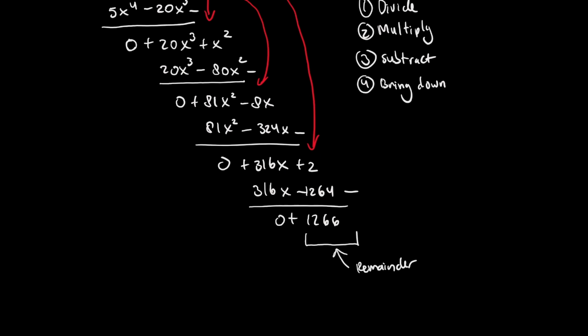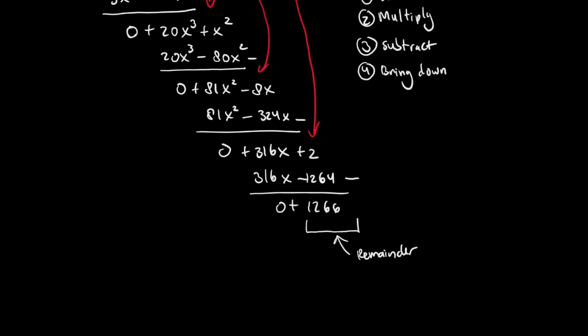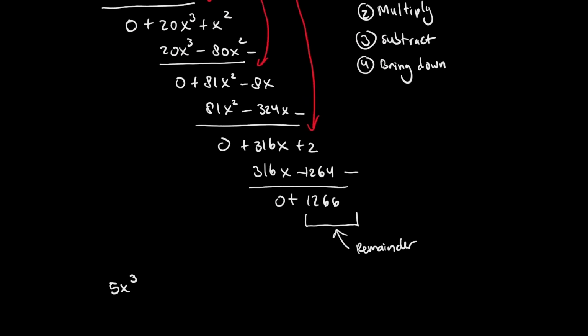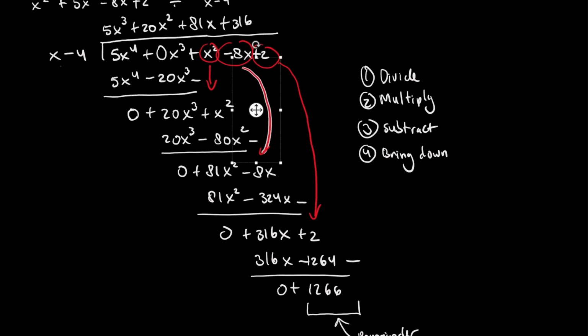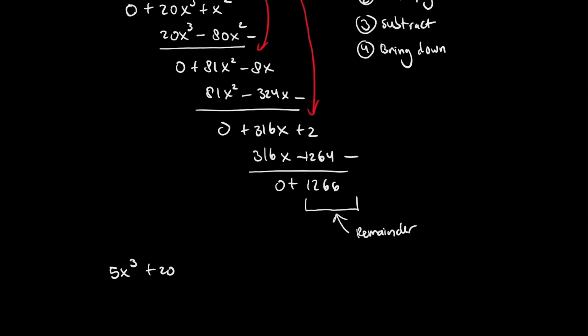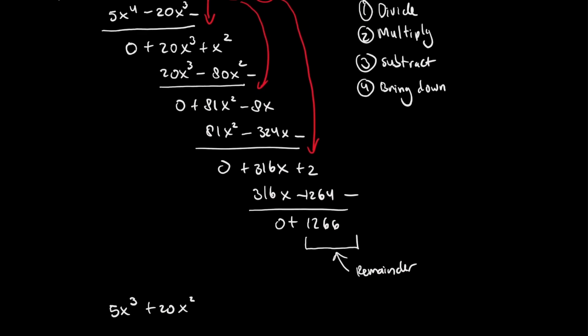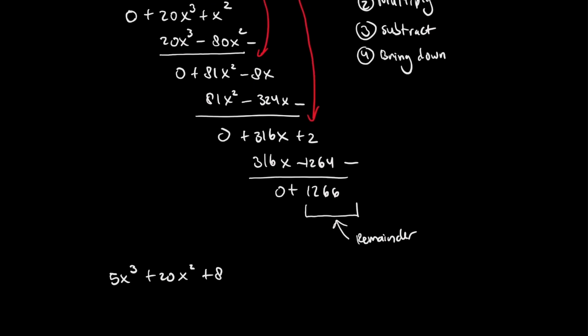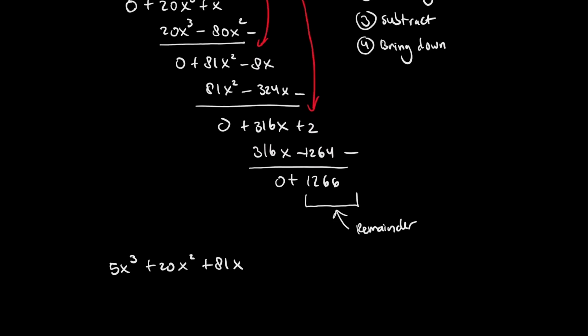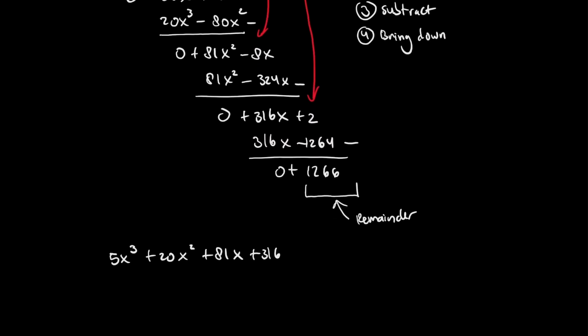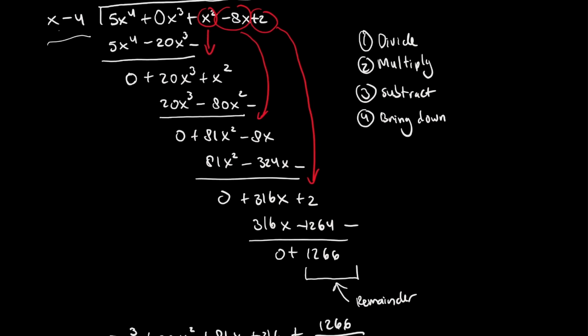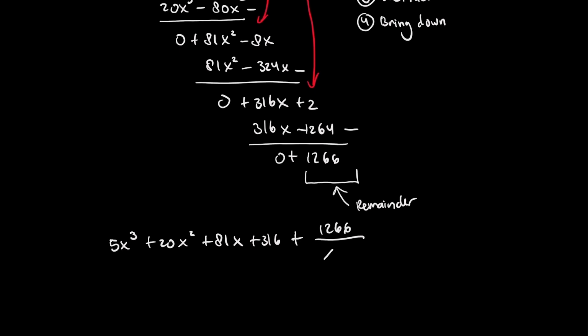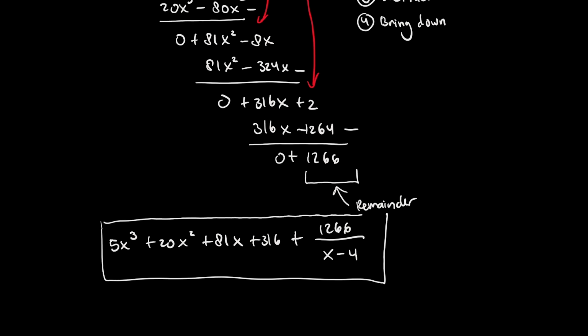This means that our final answer is going to be 5x to the power of 3. So I'm just reading the answer from the top there. Plus 20x squared plus 81x plus 316 plus the remainder, which is 1266, divided by our divisor, which is x minus 4. So this is our final answer for the polynomial long division.